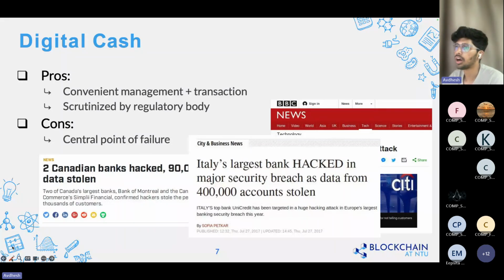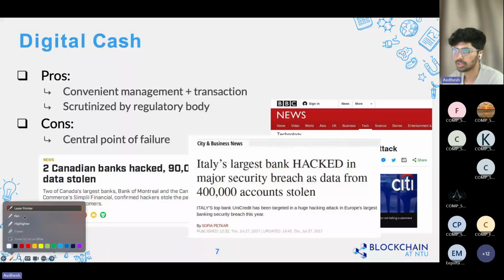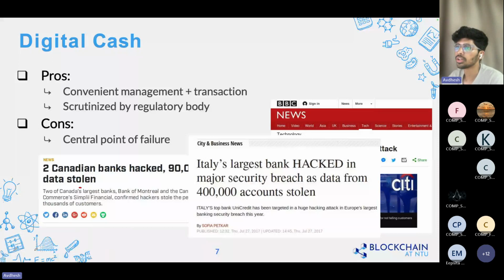The second thing is we often get the news of banks getting hacked, and it has been throughout our generation that banks have been hacked, be it American banks or Indian banks like SBI and all. So there is a possibility of failure in this as well.